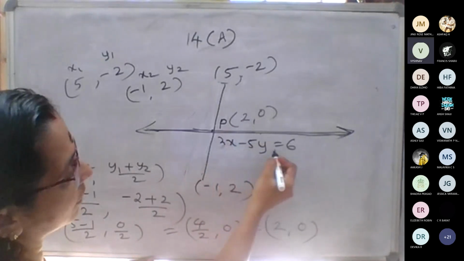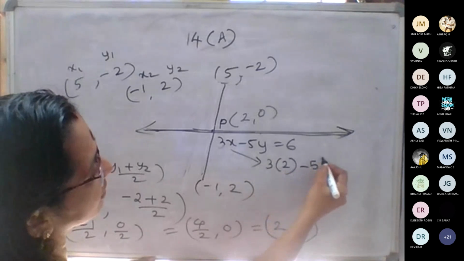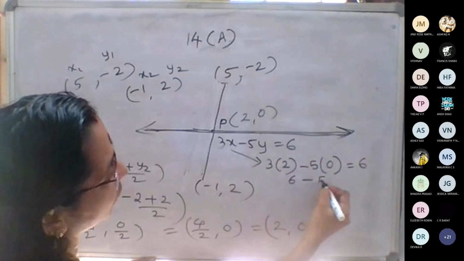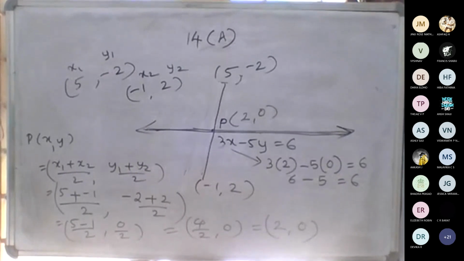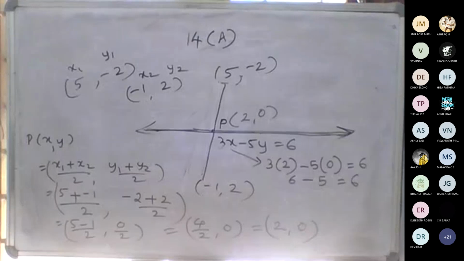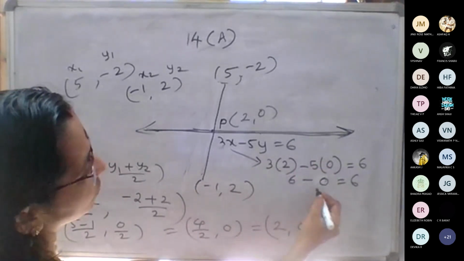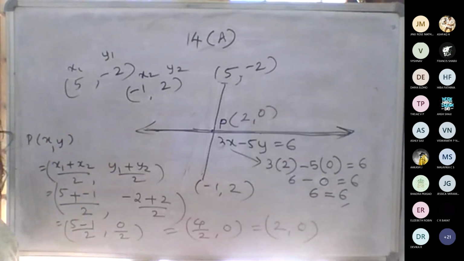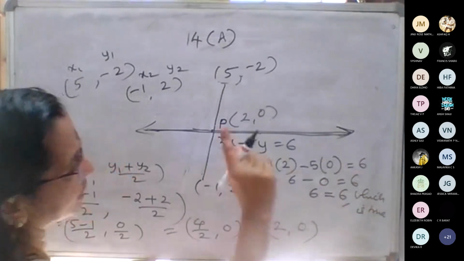So 3x minus 5y. Substitute what? x is equal to 2 and y is equal to 0 in this equation. 3 into 2, 6 minus 5 into 0, 0. So 6 minus 0. 6 is equal to 6, which is possible, which is true. So we can say what?